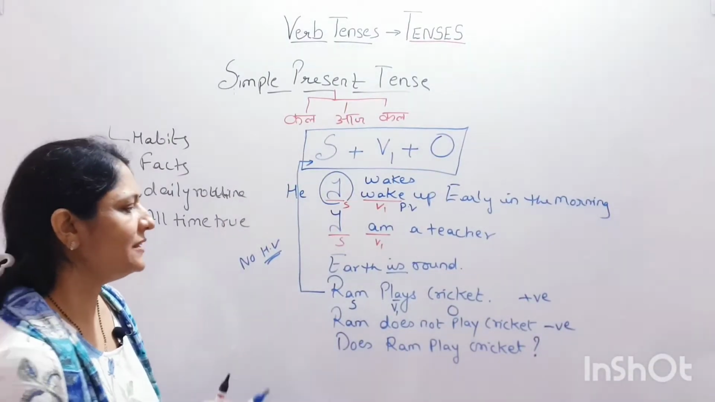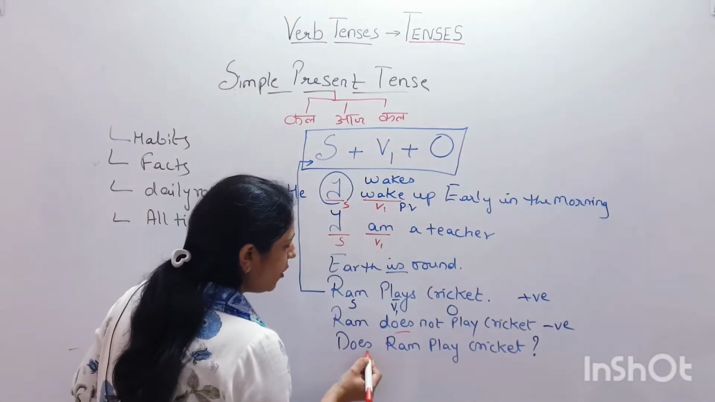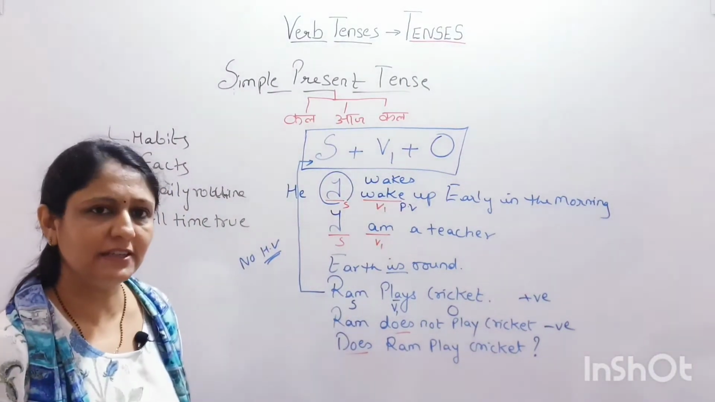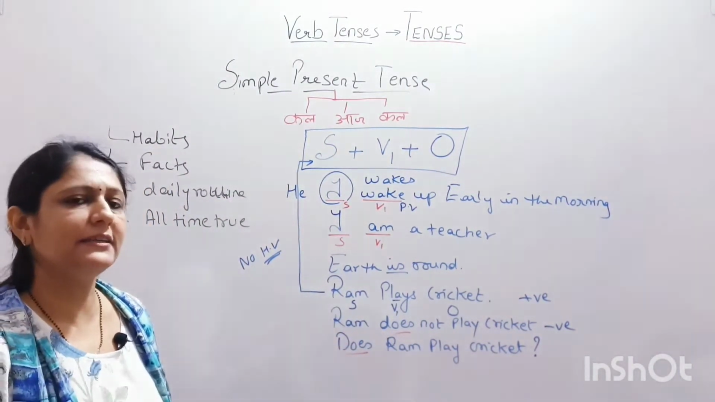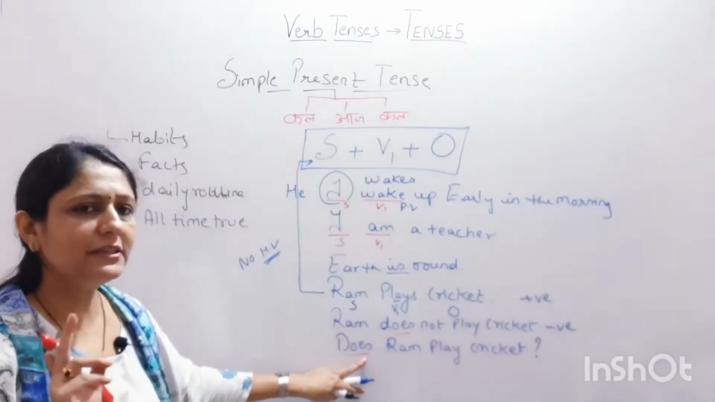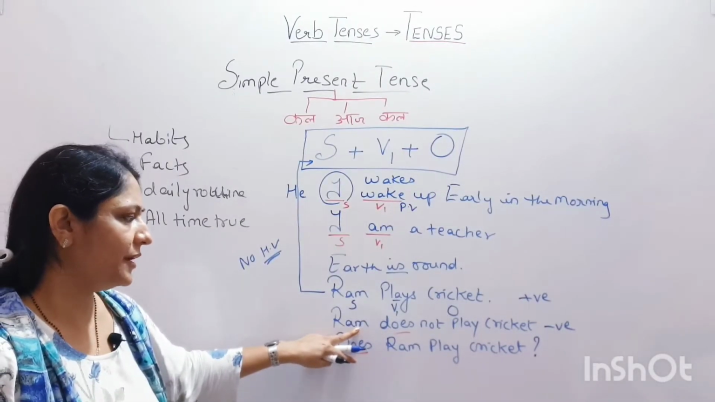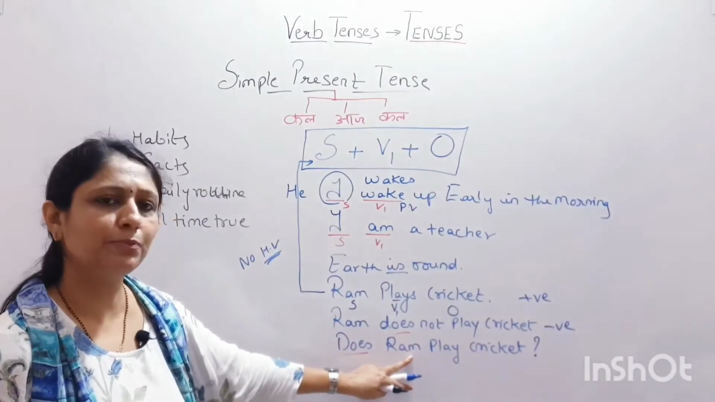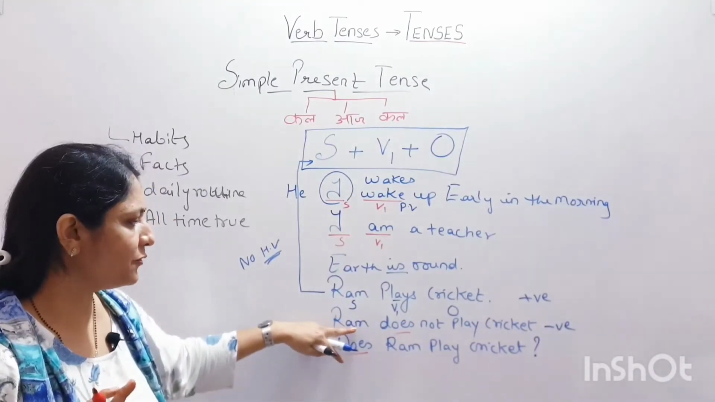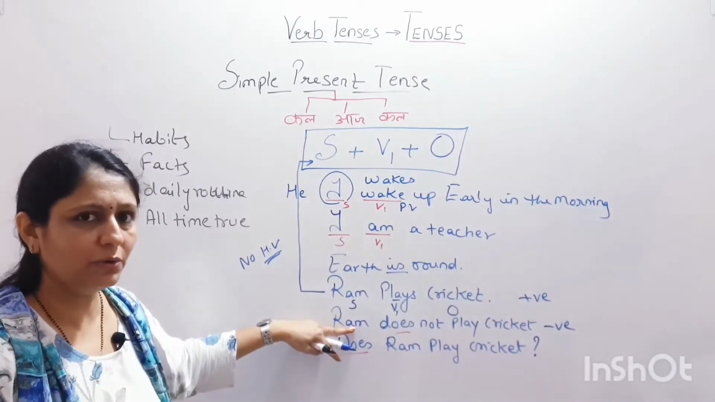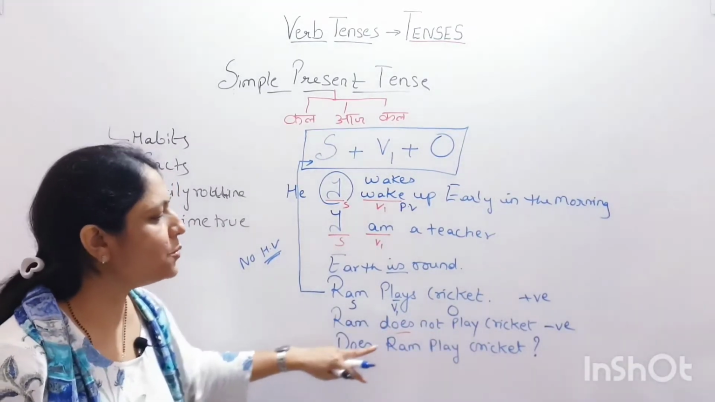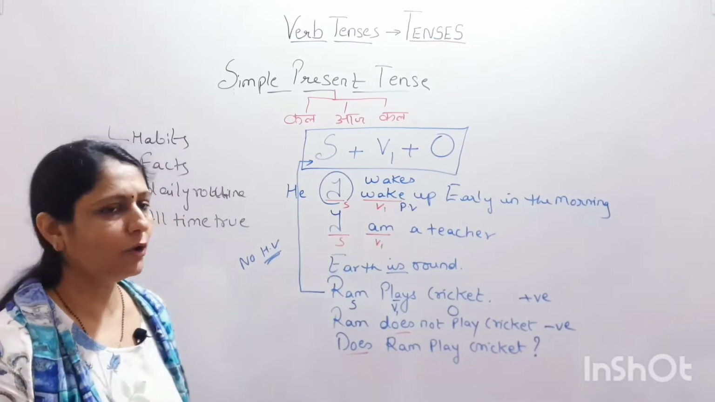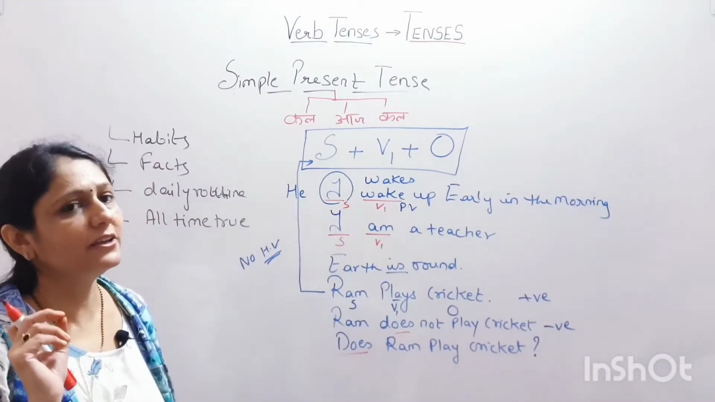Whereas when the sentence is negative or interrogative, we have a helping verb in the sentence, and the helping verb is according to the subject, whether it is a singular subject or a plural subject. If in place of Ram, अगर वहाँ पे I होता, तो I would have used I do not play cricket or do I play cricket. So I hope simple present tense is very clear.